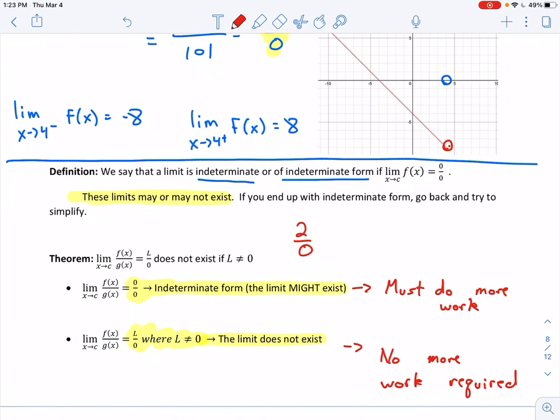And in the next example that we take a look at, we're going to look at some examples in which we may end up with indeterminate form, some examples where the limit may not exist, and we're going to just practice seeing if we can tell the difference between these two things.